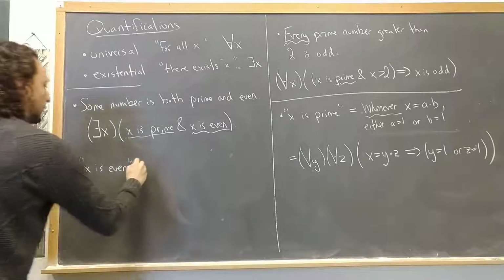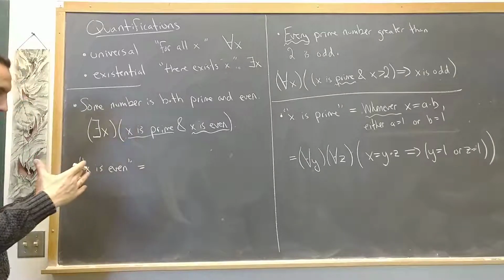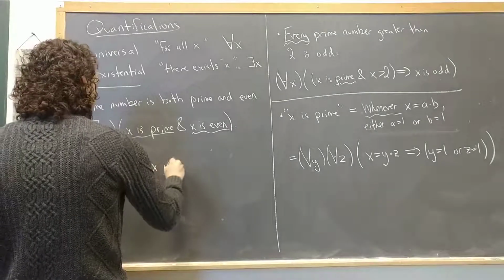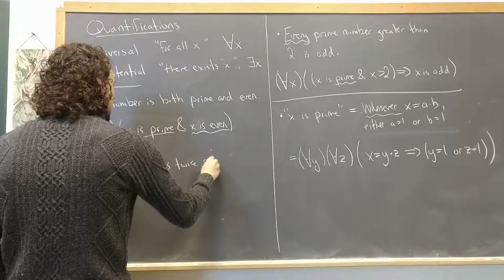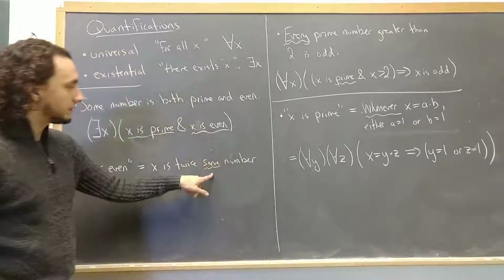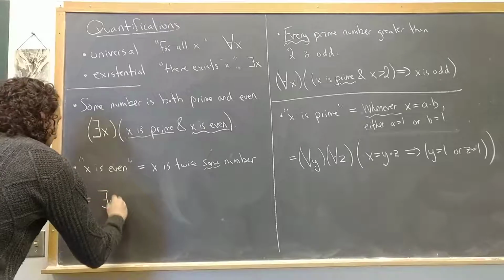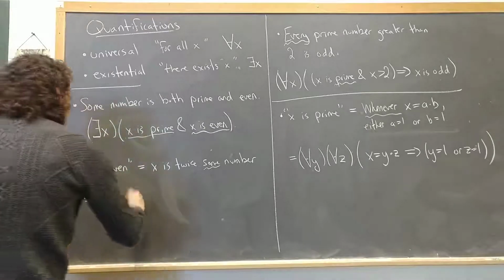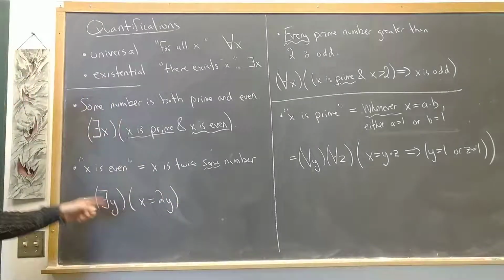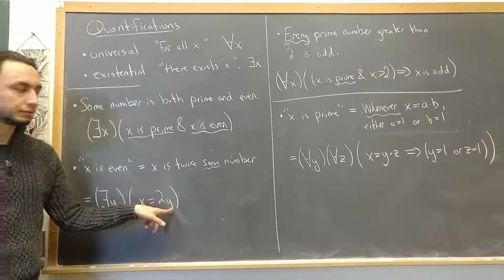For another example, what does this mean? To be even, the requirement is that you're twice some number. And here, this word some is functioning as an existential quantifier. It's saying there exists a y, there's some number y, such that x equals 2y. This is a formalization of what it means for x to be even. It's even if there is some y such that x is equal to twice y.